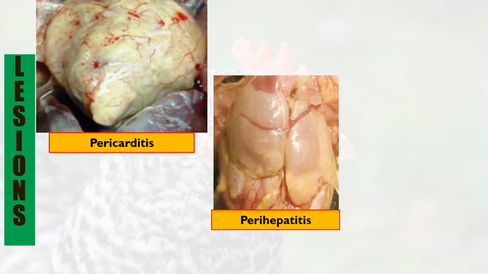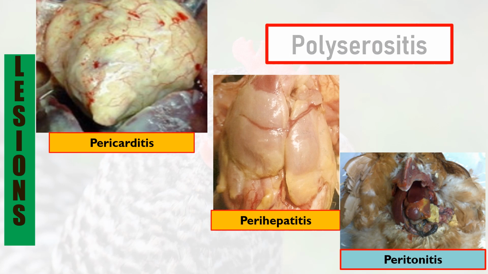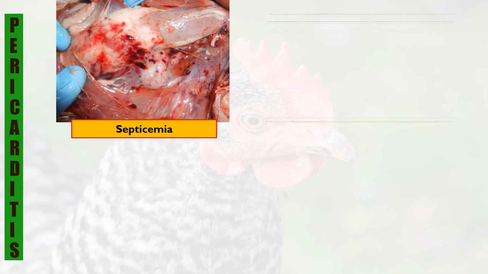There often is an accompanying adhesive pericarditis, fibrinous perihepatitis and peritonitis, hence a polyserositis. Air saculitis occurs chiefly in 3 to 7 week-old broilers, probably peaking at 5 to 6 weeks. Most serotypes of E. coli, after a septicemia, cause a pericarditis.